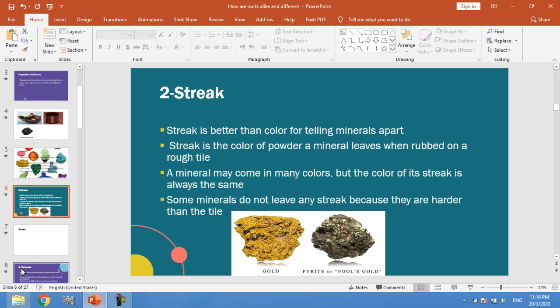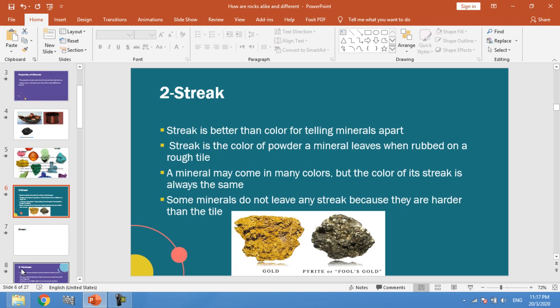Streak is specific for each mineral, as we said before, but some minerals don't have a streak. Why? Because they are harder than the tile we use. We can use streak for differentiation between minerals, and we already used it for differentiation between gold and pyrite.